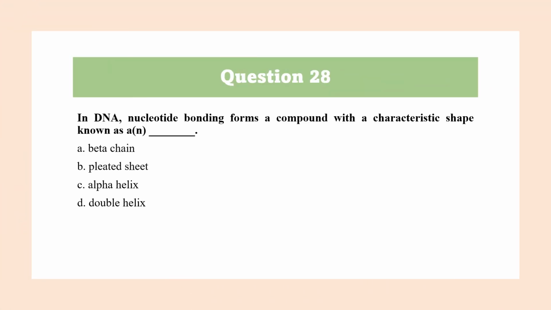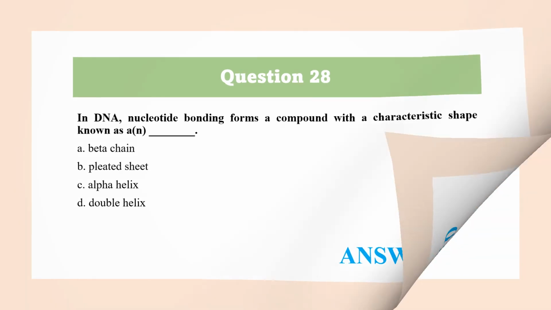28. In DNA, nucleotide bonding forms a compound with a characteristic shape known as A. Beta chain, B. Pleated sheet, C. Alpha helix, or D. Double helix. The answer is double helix.